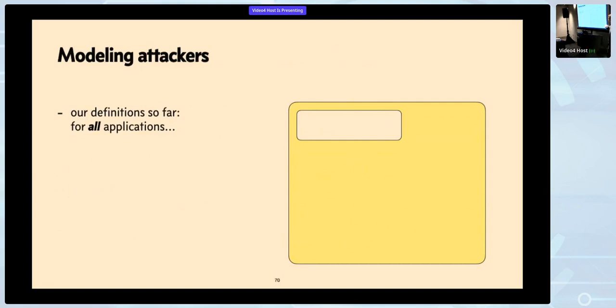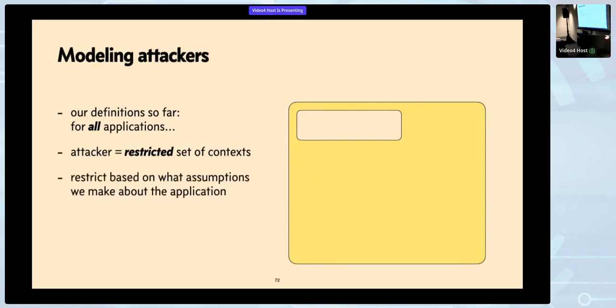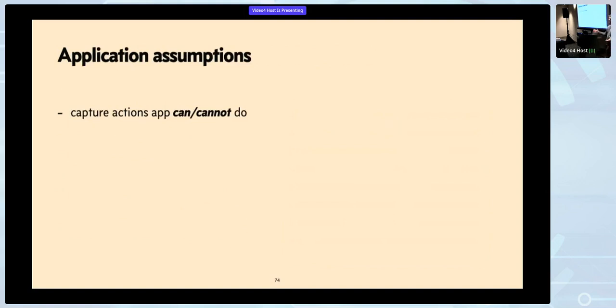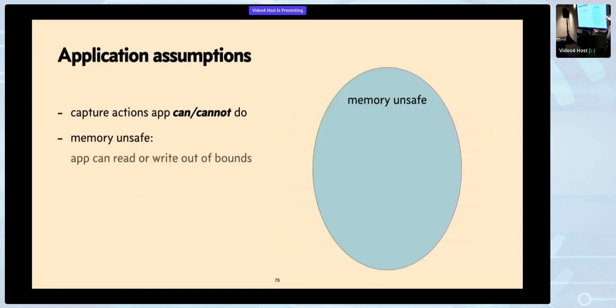So far we have a definition that is robust against all applications. To capture attackers, we then restrict the set of contexts or applications that we need to consider when linking against, based on what assumptions we make about the application. For instance, buffer overflows or Spectre. To capture these application assumptions, we capture actions that the app can or cannot do. So we begin with our most general model. The general unrestricted context is essentially modeling memory unsafe applications. They can do essentially anything.